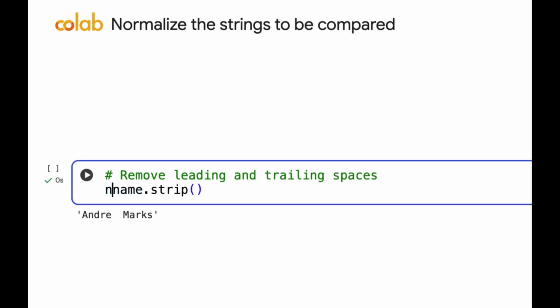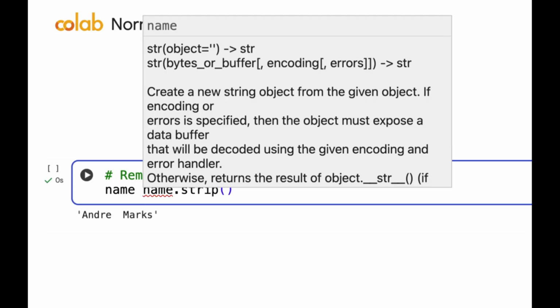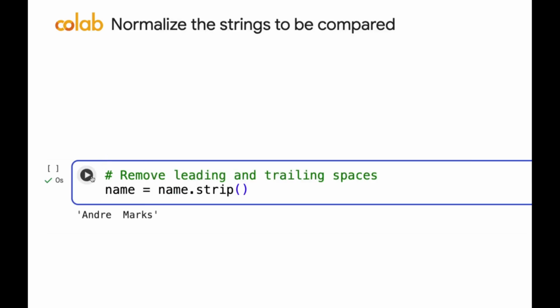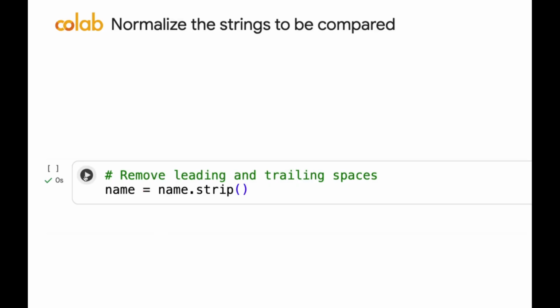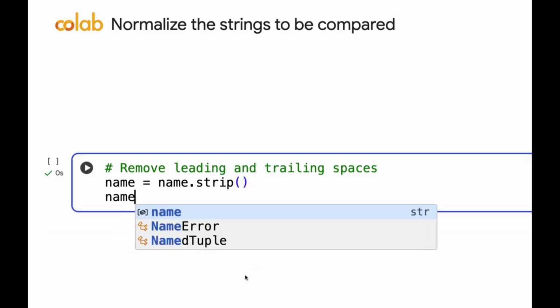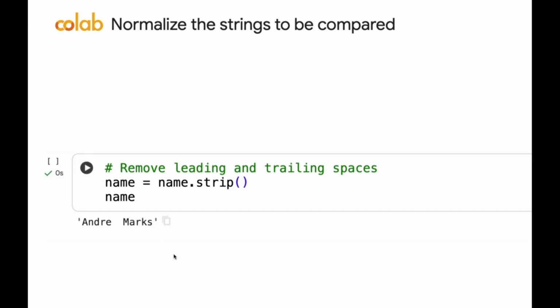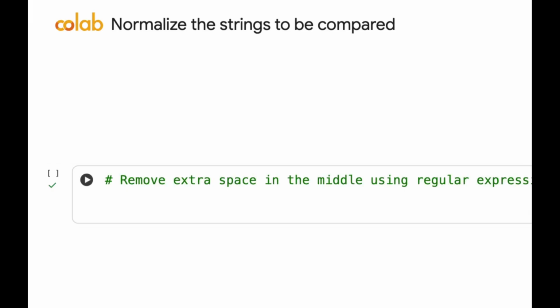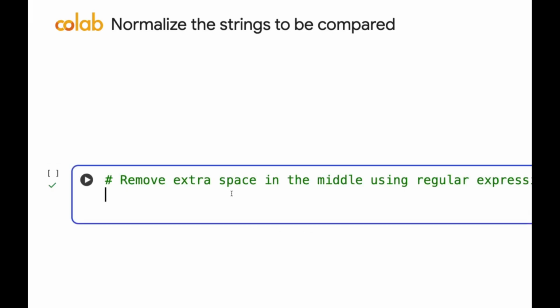So let's assign it back to the original variable name. And then you can visualize the value of name again. So it's 100 marks without the leading and trailing white spaces. But we still have 2 white spaces between the first and last name. Right? We have to do something about that as well. So let's move on to remove the extra spaces between the first and middle name.